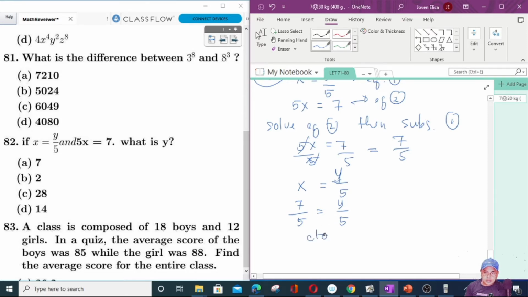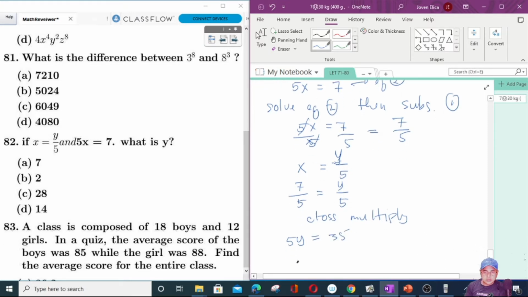So using cross multiplication, we have 5y is equal to 35. 7 times 5 is 35. So therefore, the value of y is, divide both sides by 5, the value of y is equal to 35 divided by 5, which is 7. So the answer is 7. Very simple. Letter A. The answer is letter A.